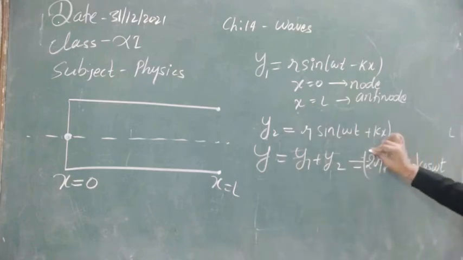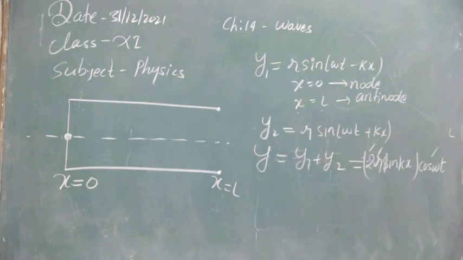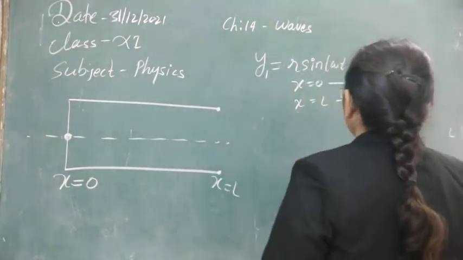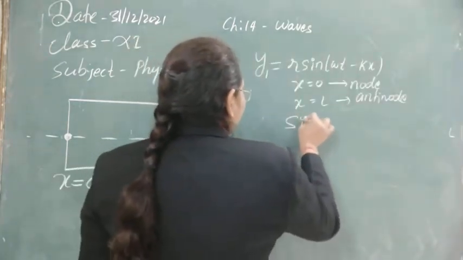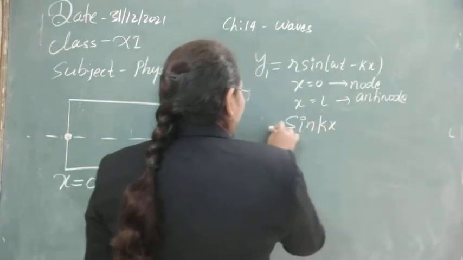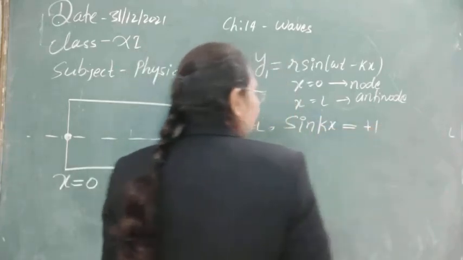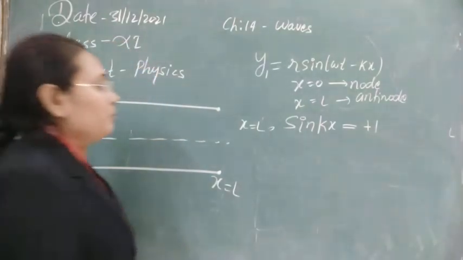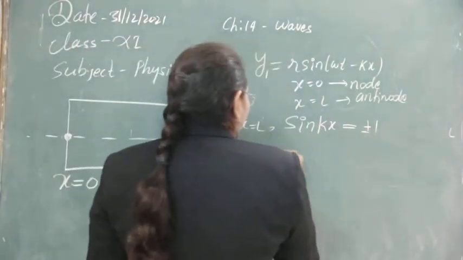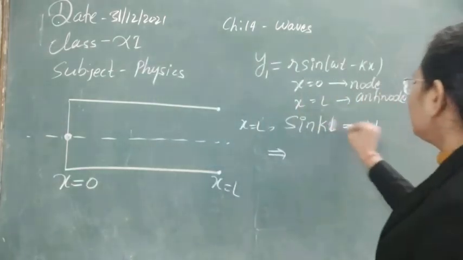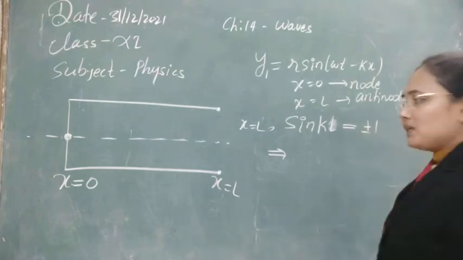So you can see in this factor 2 is constant, r is constant, and this factor is constant. The factor that can vary with x is sin kx. So the value of sin kx will be maximum at x is equal to L. Here we can write sin kx at x is equal to L will have maximum value, and you know the maximum value of sin is plus or minus 1. In the place of x you can write L, so sin kL is equal to plus or minus 1.